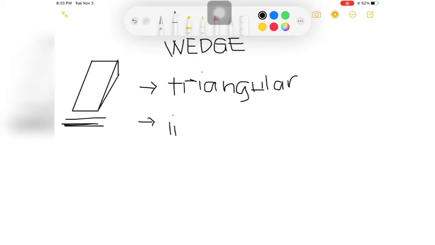Basically, a wedge is an inclined plane, and it is a device that tapers to a thin edge, usually made of metal or wood, and the wedge can have one or two sloping sides.